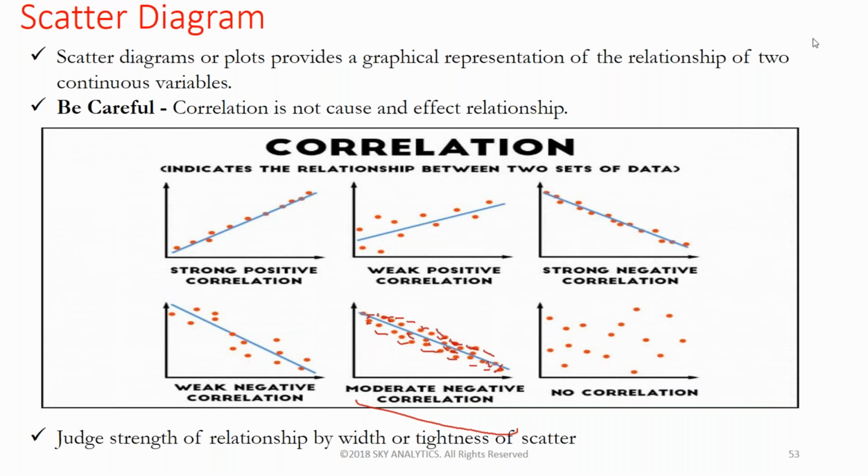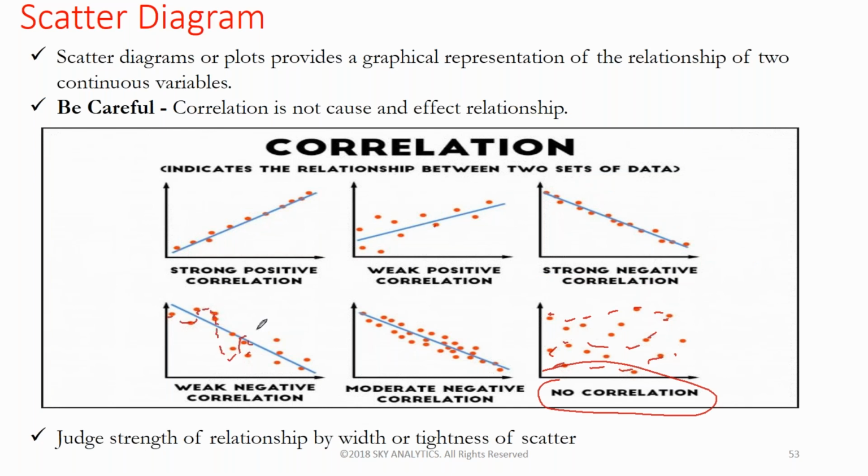Suppose you are having data points like this. That is called your moderate positive correlation. And this is called your strong negative because the data points are closely or tightly scattered around this straight line. That is the reason it is called a strong negative correlation. When you see this, there is no correlation. There is no correlation. And you can see here there is weak negative correlation.